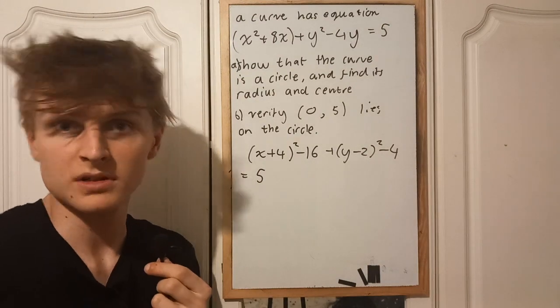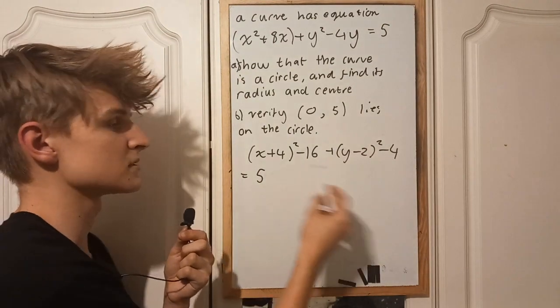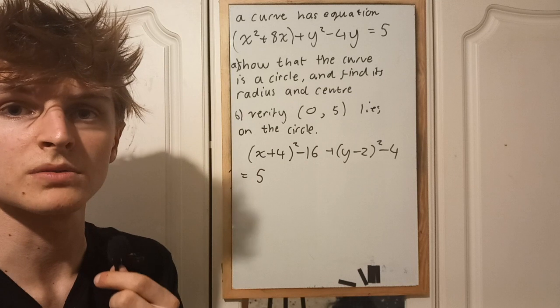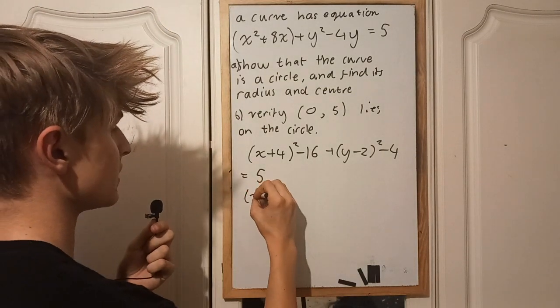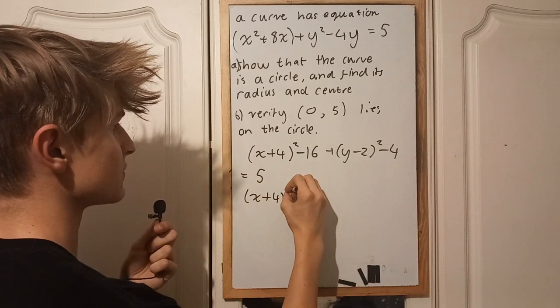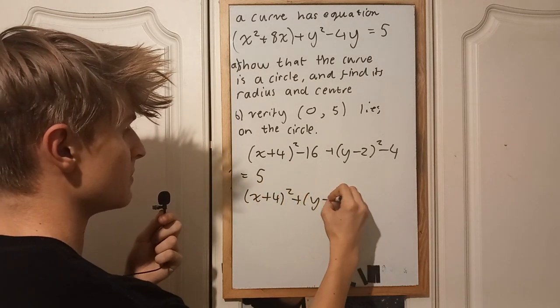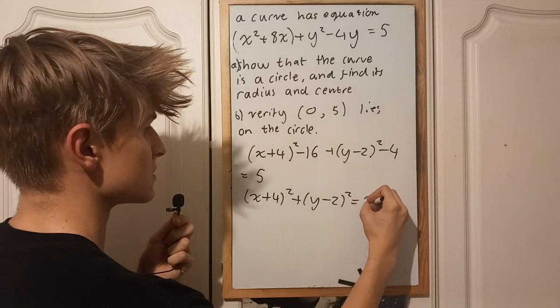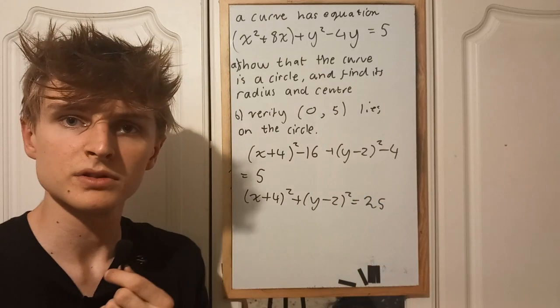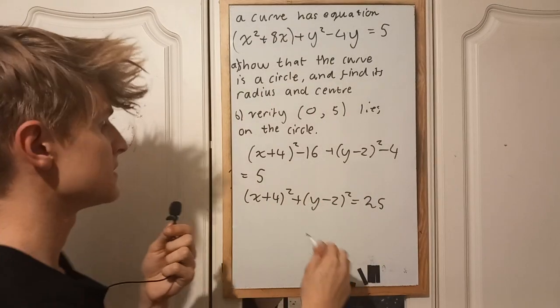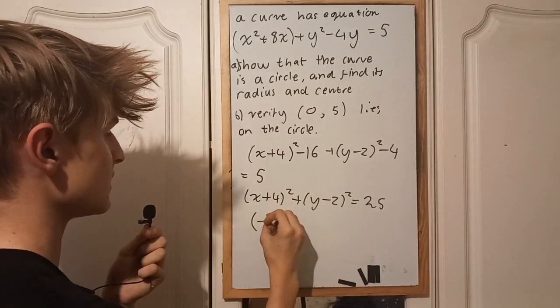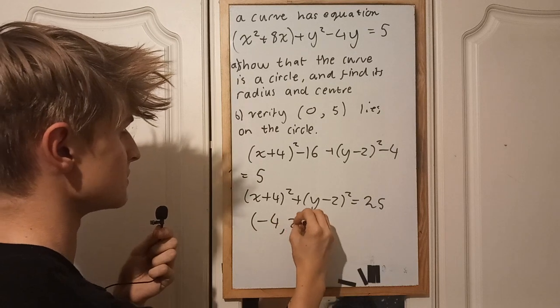Okay, brilliant, we're almost halfway there. Now we've just got to add these terms onto the right to get it into the standard form of the equation of the circle that we derived last video. So if we do that, our final equation for the circle is x plus 4 squared plus y minus 2 squared equals 25. Now, if you recall, the centre of the circle is given by the minus of these two numbers. So the centre of the circle is in fact at negative 4, 2.